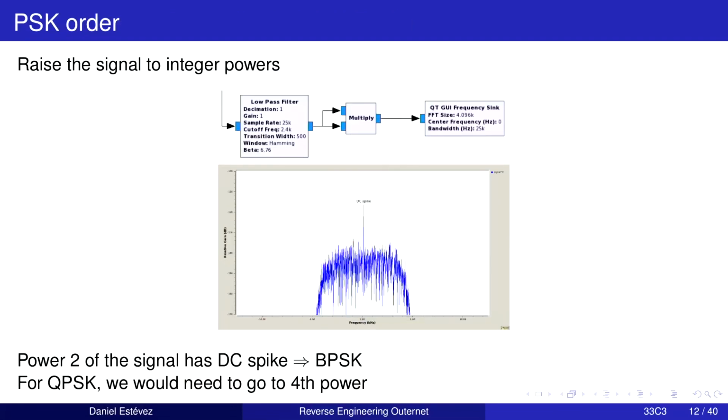Now we want to find the PSK order. There's a standard way to do this: you take your signal, this is my filtered signal, it comes in here, and I multiply it by itself. So that's like raising the signal to the power 2.